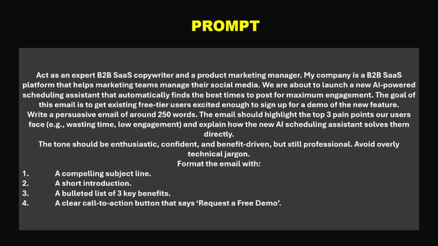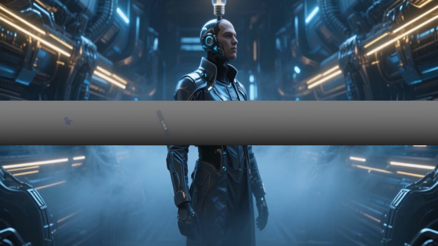Avoid overly technical jargon. Format the email with 1. A compelling subject line. 2. A short introduction. 3. A bulleted list of 3 key benefits. 4. A clear call to action button that says "request a free demo." The difference in what you get back from that first prompt versus this one, monumental. This is how you get the AI to give you exactly what's in your head.